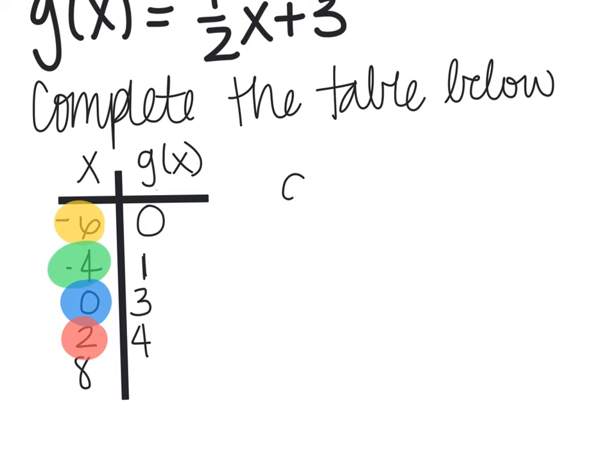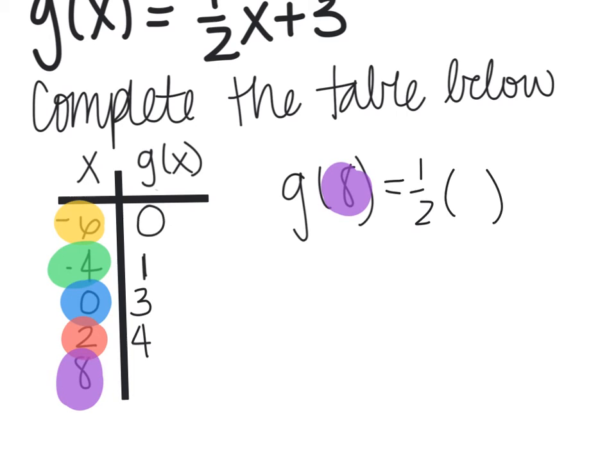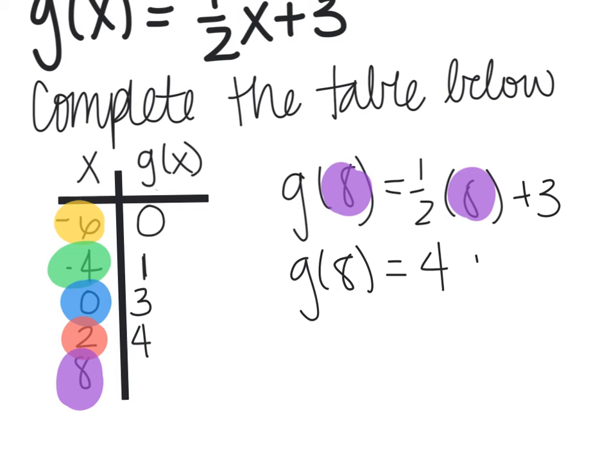And for my last one, I'm going to do g of 8, because 8 was the last value down here in my table. So I'm putting 8 in for x. So that's going to equal 1/2 times 8. Again, that same 8 is coming from the table, plus 3. Well, half of 8 is 4. So I have g of 8 equals 4 plus 3, so g of 8 equals 7. So now my table is complete.